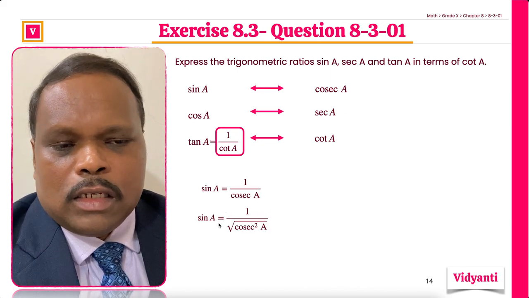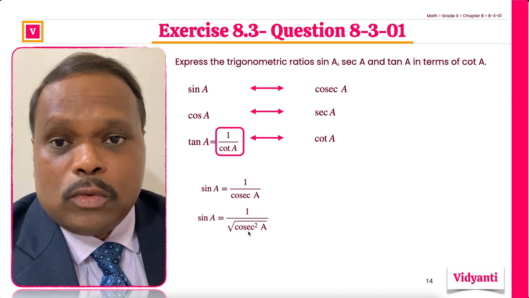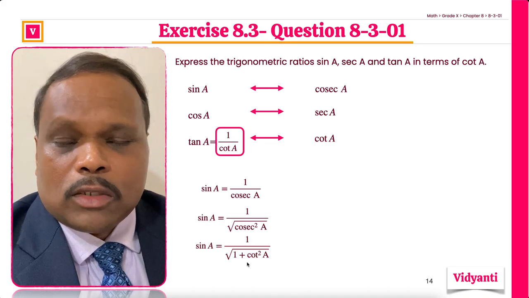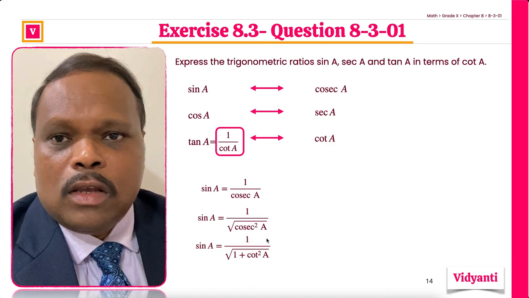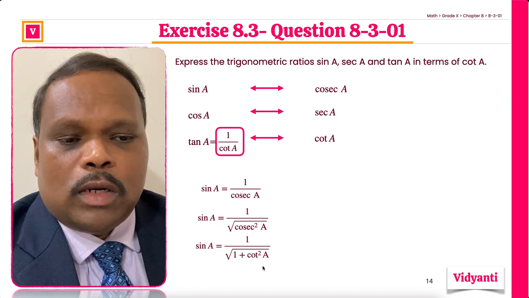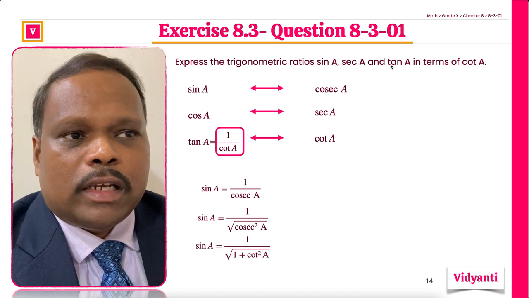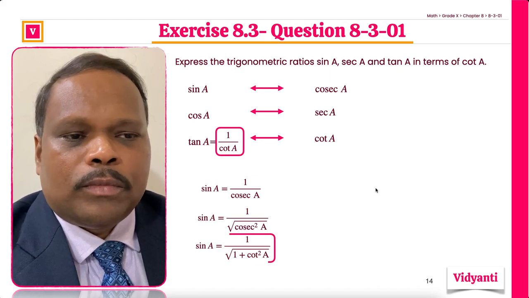Sine A is 1 over cosec A. Now, cosec can be written as square root of cosec square A, and cosec square can be written as 1 plus cot square A. So sine A is 1 over the root of 1 plus cot square A. Remember, the question was express sine, sec and tan in terms of cot.